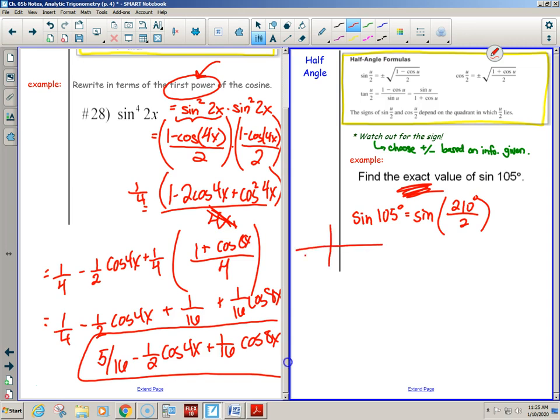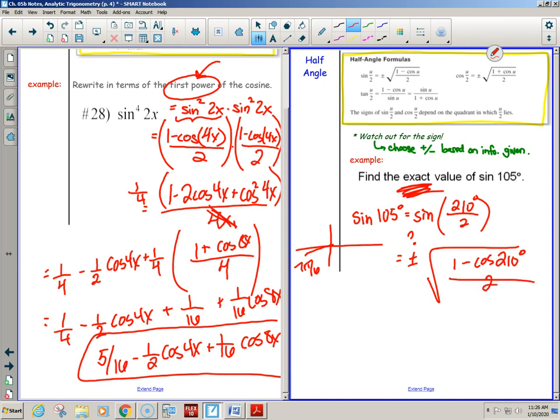210 is the same thing as this dude, which is, I believe, 7 pi over 6, 180 plus 30. He's a unit circle angle. And he has a formula. And the formula is plus or minus. But here's the problem. It can't be both at the same time, so I'm going to put a question mark, and we'll think about which one's right in a second. Plus or minus, square root of, what would the formula tell you to do? 1 minus cosine of the dude you're cutting in half, aka 210, all over 2.